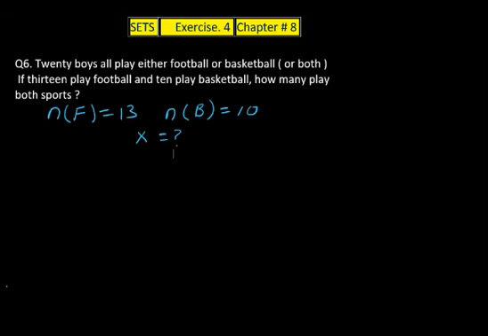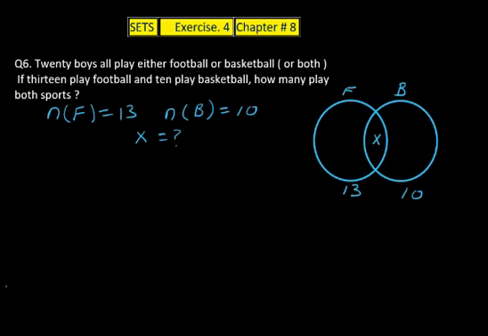So let's draw the diagram, and then we'll solve it. Right, so this is the diagram. It's 13 for football, 10 for basketball, and x common, who play both football and basketball. So let's start by filling out this area as usual. So it is 13 minus x, as per our previous understanding, and this is 10 minus x, right? So 10 is the total number of boys who play basketball, and minus x, this area represents 10 minus x. Now if you add these three areas, that must be equal to 20, which is the 20 boys altogether.